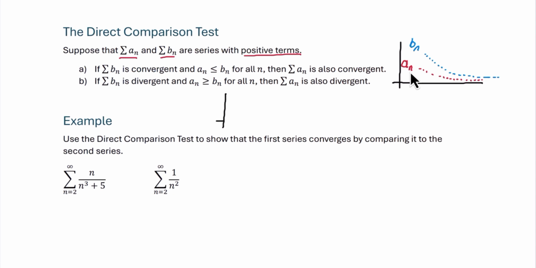Similarly, if b sub n, again, we know a little bit about, and it is diverging, and a sub n is bigger than b sub n, then a sub n is going to have to diverge as well.